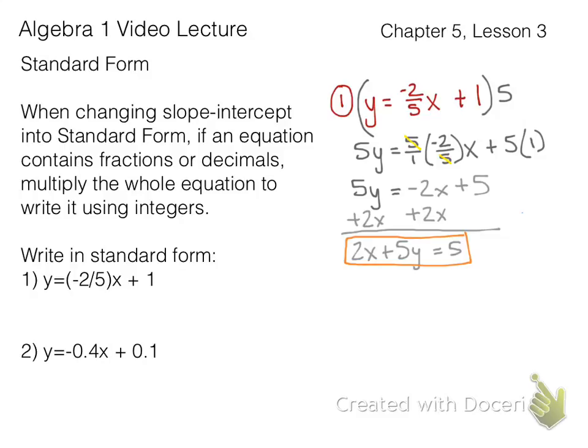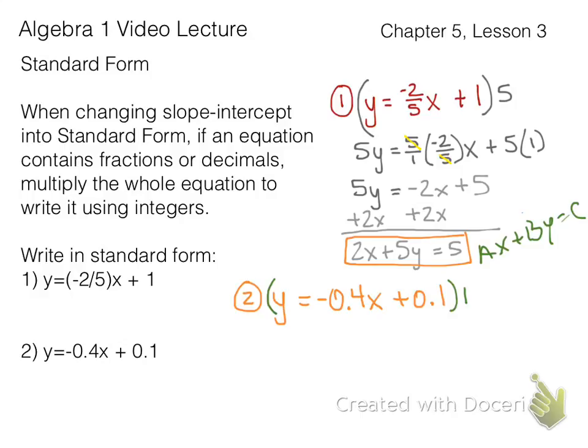Now we just need to move over the negative 2x. By doing that, we're going to add 2x on both sides, which is going to give us 2x plus 5y equals 5. Hey, guess what? That is totally in the formula of ax plus by equals c, where 2 is a, 5 is b, and c is 5. There you go. All right, the decimal form, we're going to multiply everything, and this is a 10, by the way.